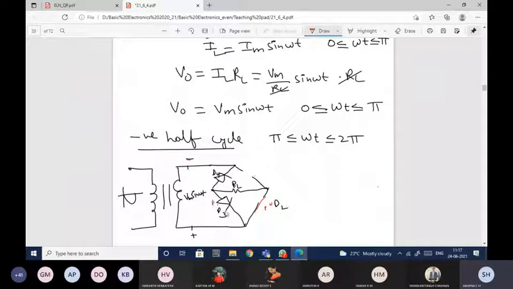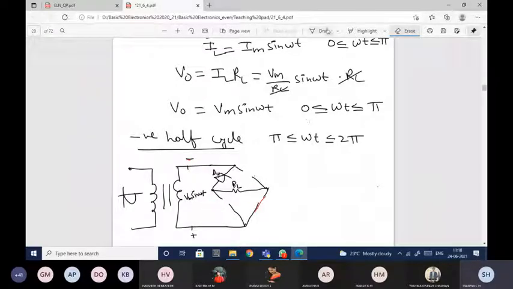Now come back to D3. D3, this is your P and this is your N. P is connected to negative, N is connected to positive. So the diode will be reverse biased. So you will replace it with open. So let me just erase all this.